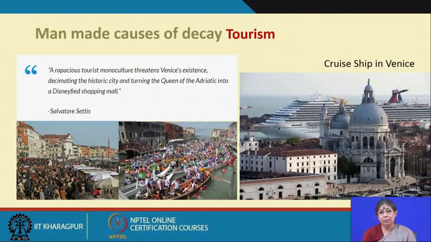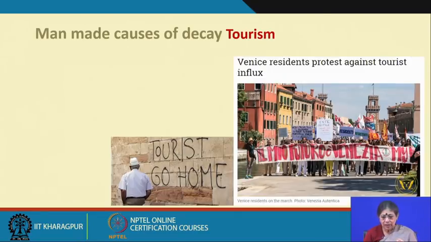This should not happen. There should be a control. There should be a carrying capacity, an understanding of how to manage the tourism. It should not become a commodification of heritage on the historic sites, so that it becomes a stage show and, as he said rightly, a Disneyfied shopping mall. So, what is happening? It goes beyond a certain limit, as we can see in Venice, where the residents are protesting against the tourist influx. They are saying, tourists, go home.